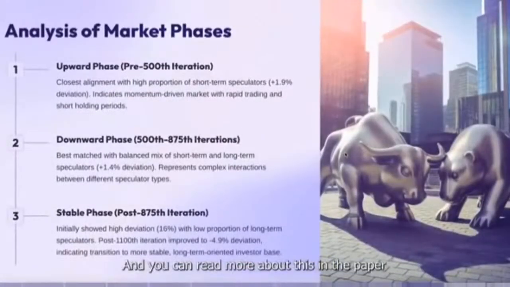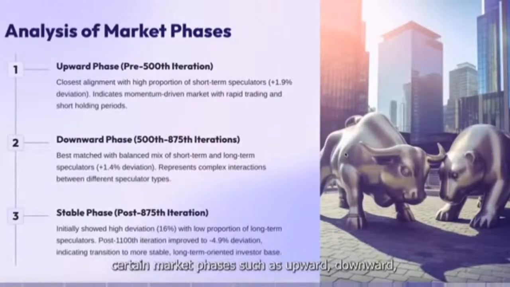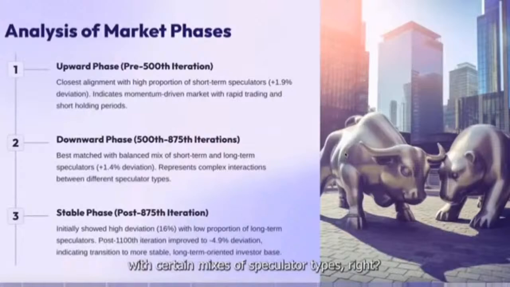And you can read more about this in the paper we published. We also analyzed the market phases, and we saw that certain market phases, such as upward and downward, each seem to be best matched with certain mixes of speculator types. And again, this also follows common sense.